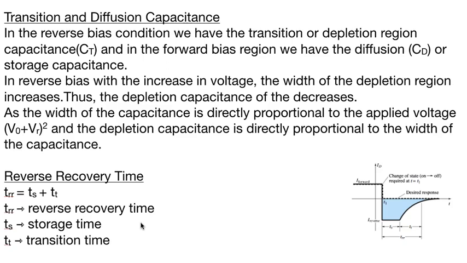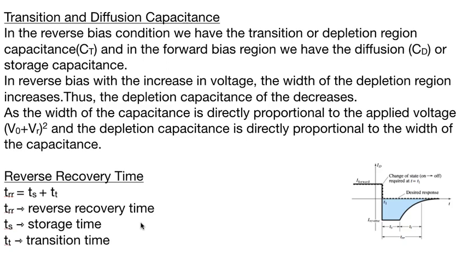And for diffusion capacitance, the majority carriers are diffusing into the other region, into the N region, or the majority carriers in the P region are diffusing. Remember, they are diffusing. So let's just forget that.